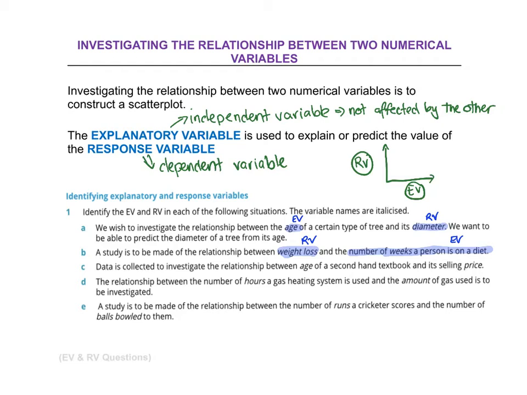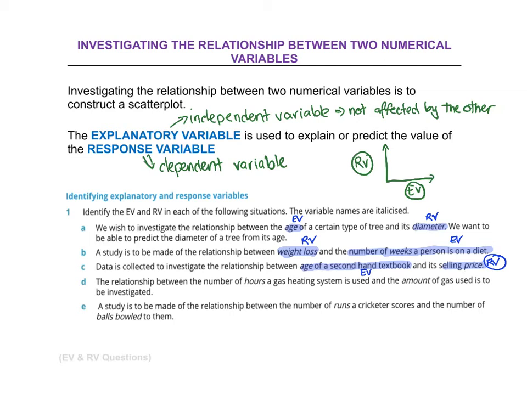Data is collected to investigate the relationship between the age of a second-hand textbook and its selling price. So we already know, is age going to be affected? Just because it's cheap, does it necessarily mean it's old? No, it doesn't matter. It won't affect it. So this one is explanatory, and we'd be having a look to see what the price is. So the price would be the response variable.